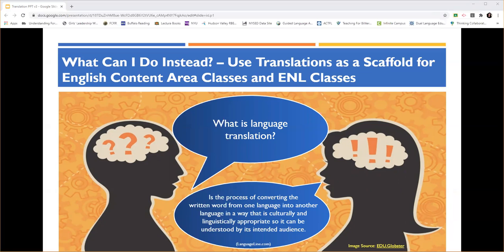What can I do instead? So we're going to move towards our last and final strategy, using translations as a scaffold. Again, as a scaffold. But before we get started, let's review a quick definition of what language translation is. Language translation is the process of converting the written word from one language into another language in a way that is culturally and linguistically appropriate so it can be understood by its intended audience.